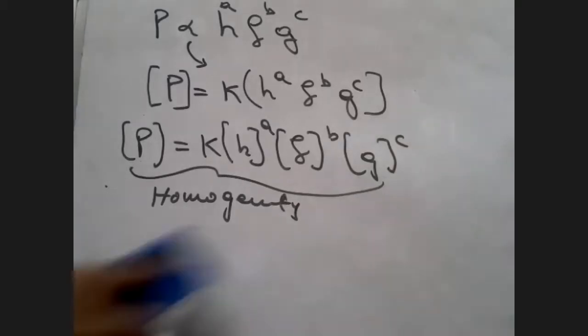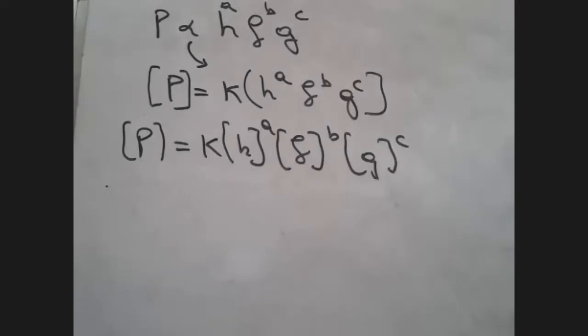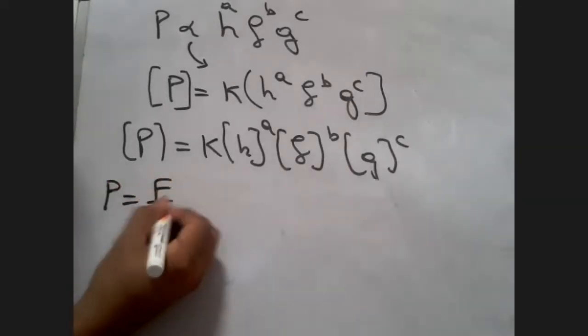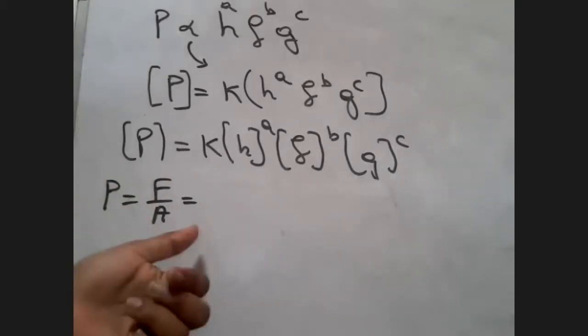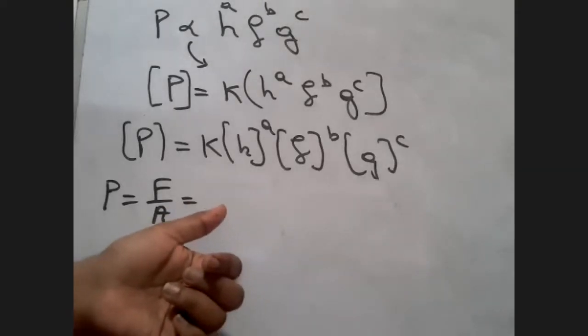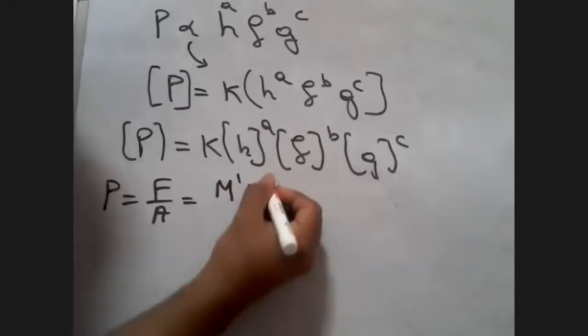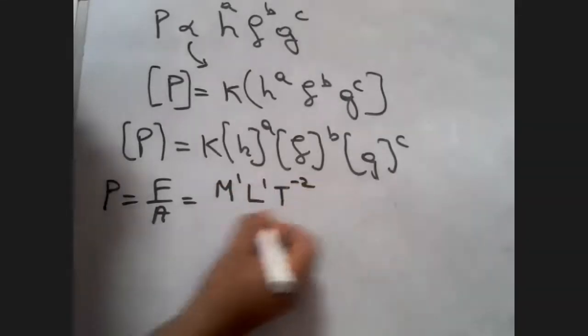Look here. For example, students, on the LHS, there is what? Pressure. Pressure is what, students? Pressure is equal to force upon area. What will be the dimensions of force? Kg meter per second square. So yes or no? Kg meter per second square. So you are going to get M1, L1, per T square. I took the second up, isn't it?